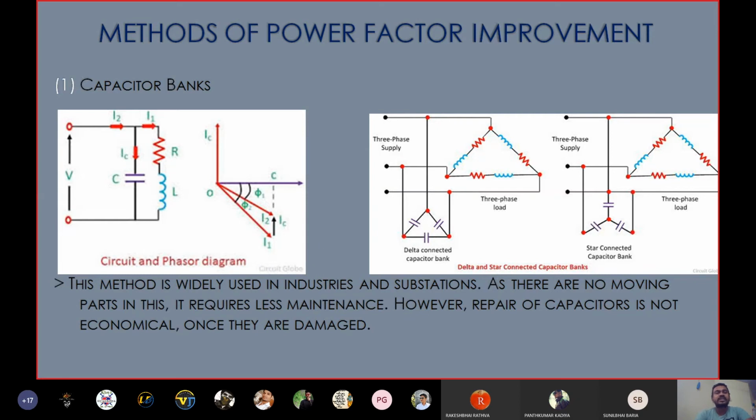Okay, so we have to replace this capacitor. This is the capacitor bank used to improve the power factor.